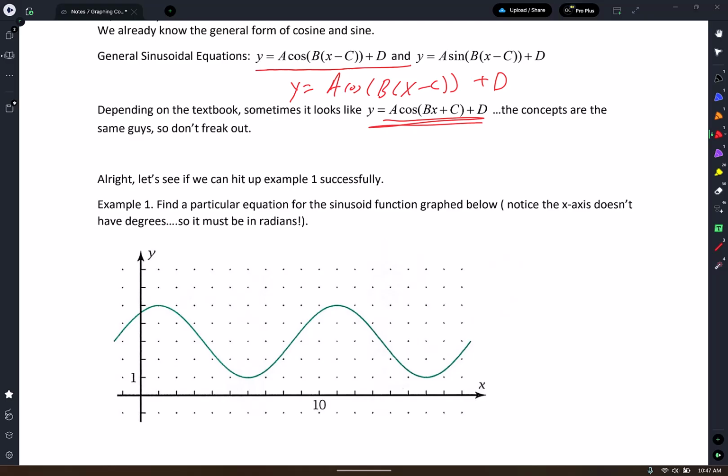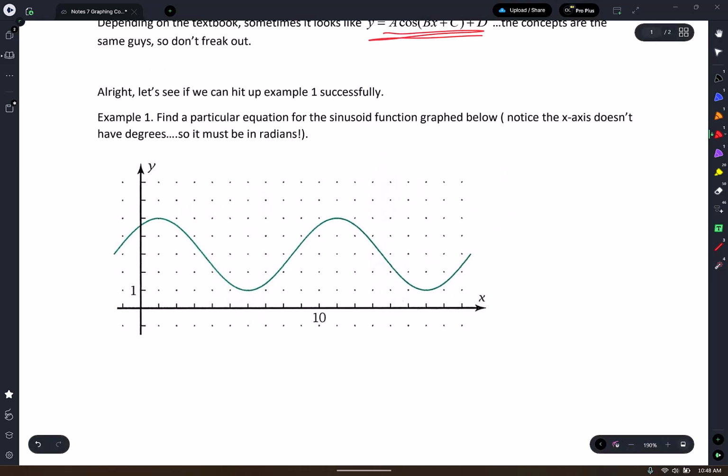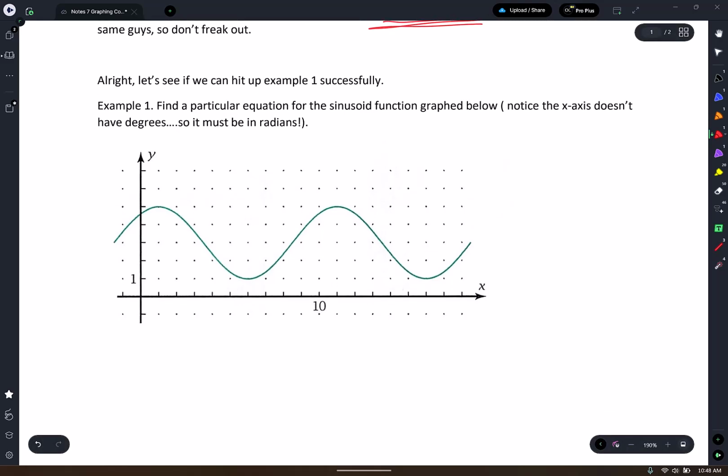Are you guys ready? A lot of this is already similar to what we did yesterday. The only big difference is that this is in radians. It says find a particular equation for the sinusoid function. Sinusoid means it just goes up and down. It's just a wave. Notice the x-axis doesn't have degrees, so it must be in radians. I don't have a little degree symbol like I did yesterday. So this is a radian. Are we okay, guys?